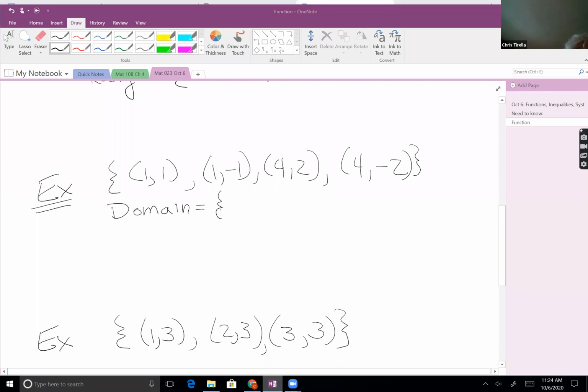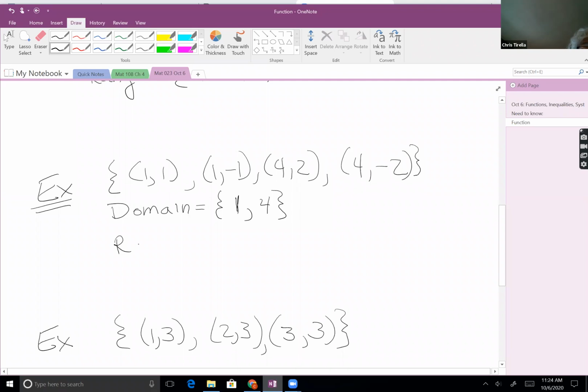And with this one, when I look at the first members, do you see how 1 is the X value from the first ordered pair? It's also in the second ordered pair. But general rule of thumb, when you list a set, there's no need to repeat the elements. So the domain here would be 1 and 4, because those are the only X values that appear. Some of them are repeated, but those are the only distinct numbers. So that one has a domain of 1 and 4.